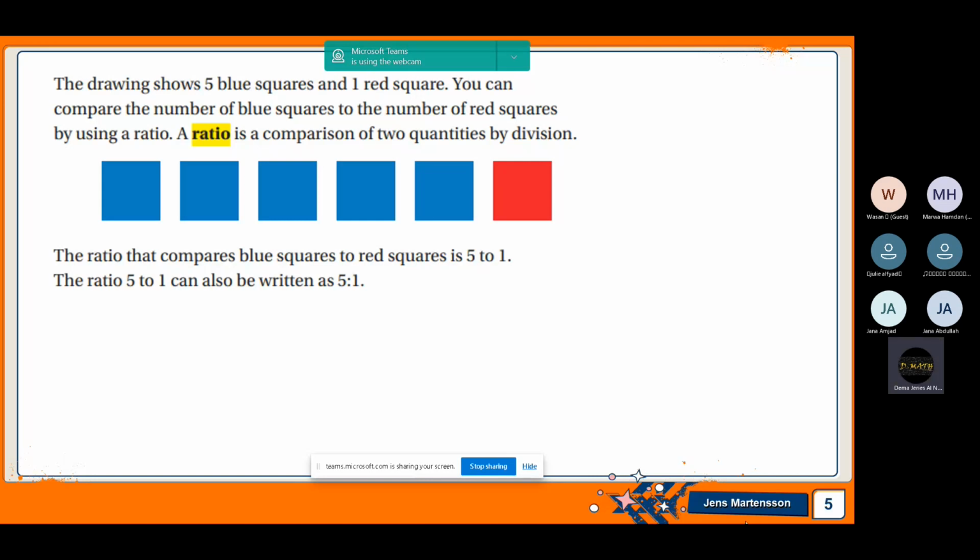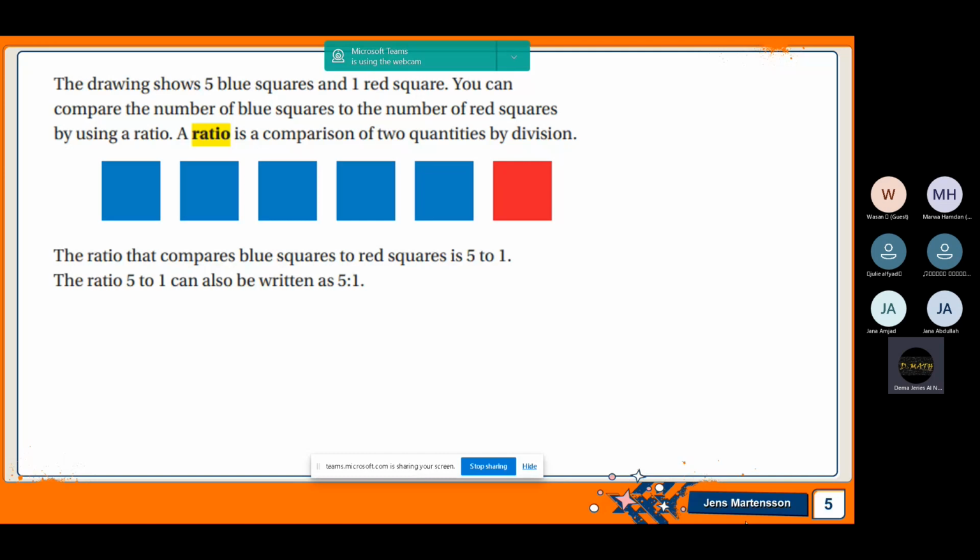Now, the ratio is different from the fraction. The ratio could be part to part, whole to part, and part to whole. Now, part to part, like this example here. Here I have 6 squares. 5 are blue and 1 is red.